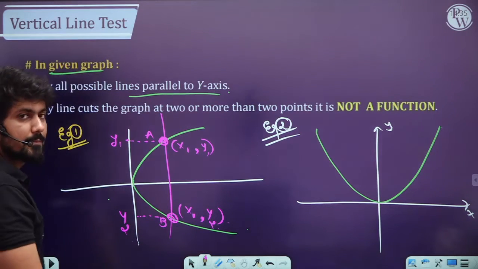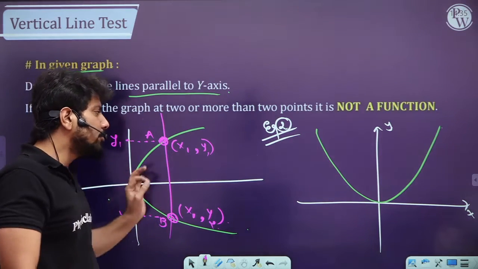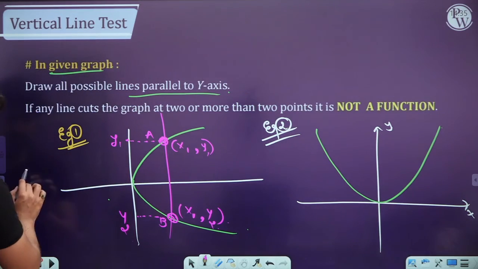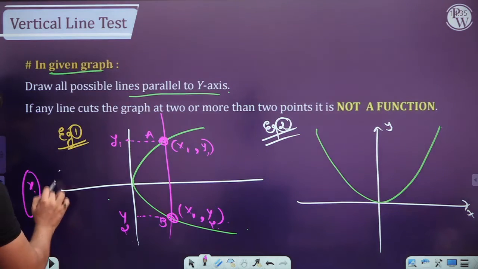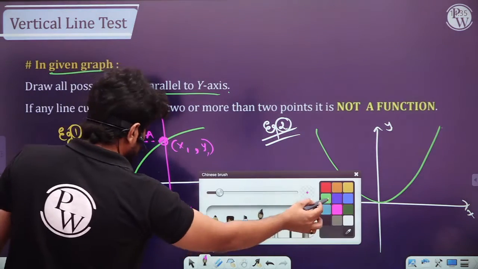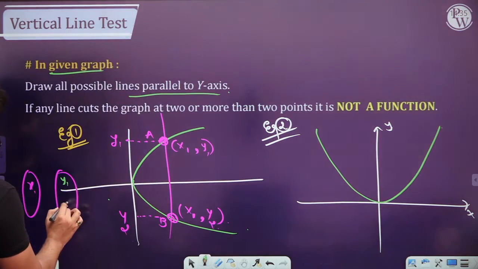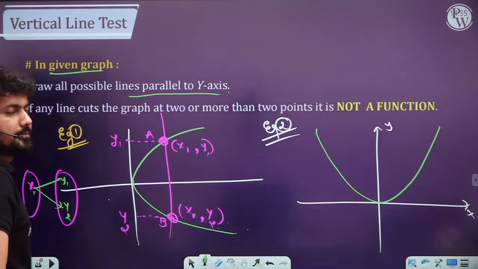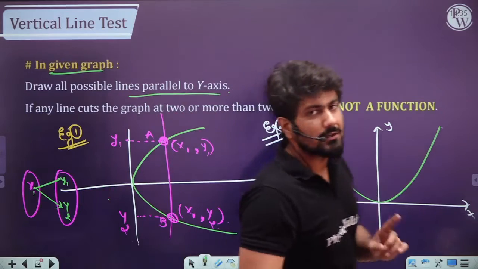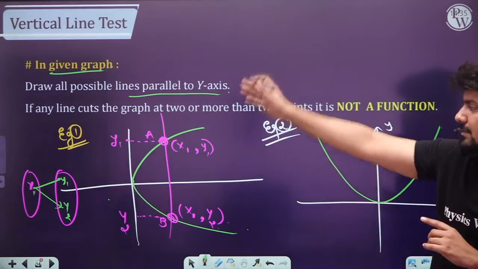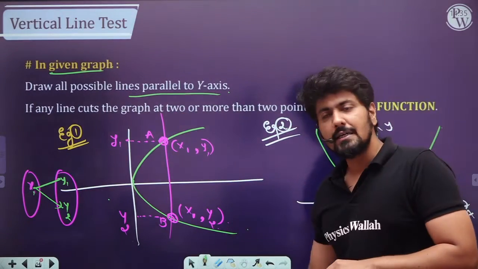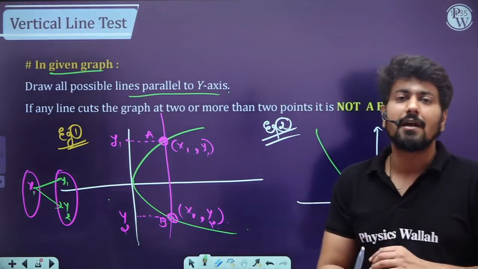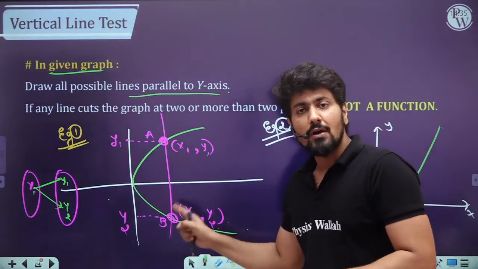That's the problem. At one single input, we are getting two different outputs, y1 and y2. x1 is related to y1, x1 is also related to y2. So that is why this is not a function. This is known as the vertical line test. So if you draw a vertical line and it cuts the graph at more than one point, then it is not the graph of a function.